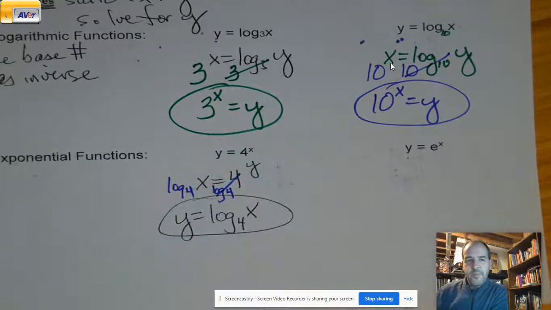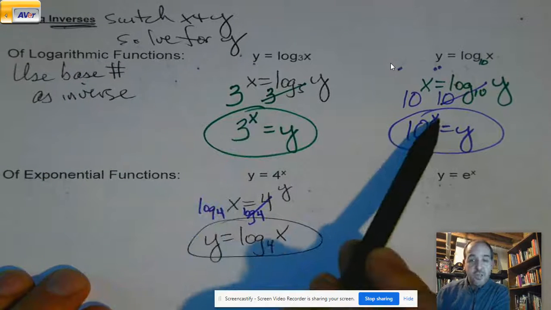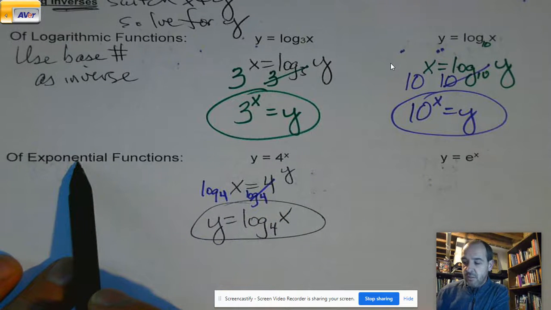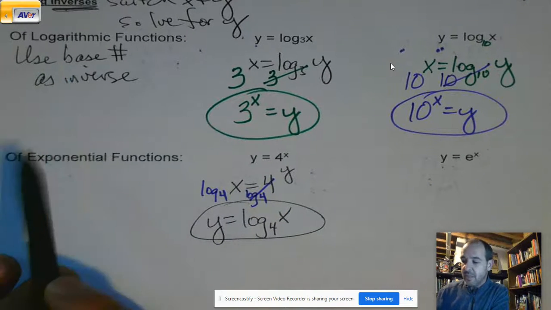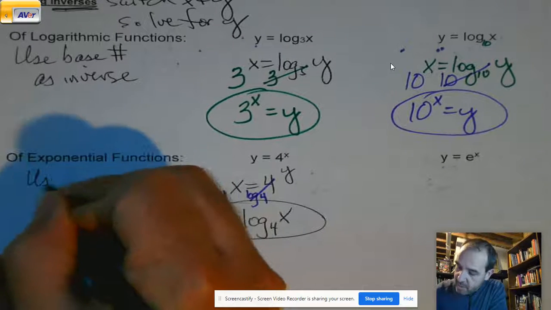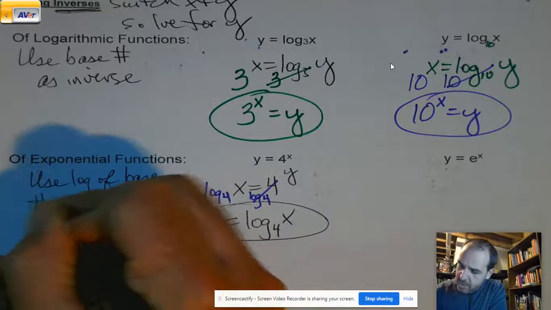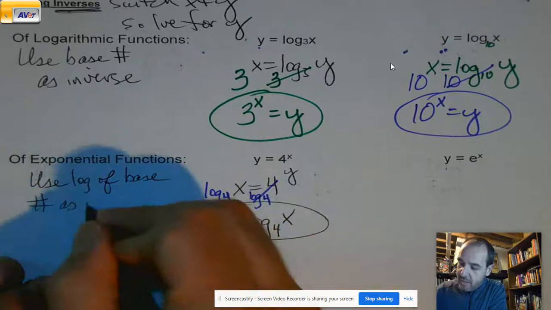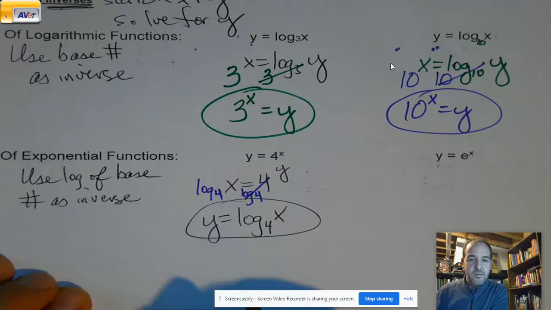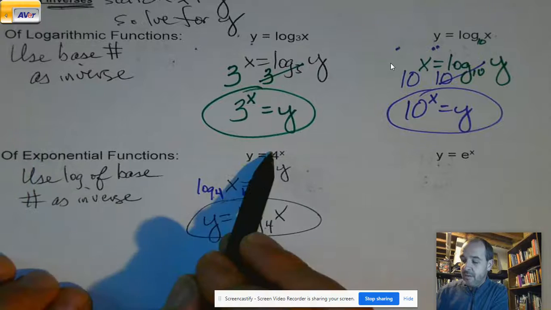So you start to notice something. You're like, wait a minute. When I do the inverse of a log, it ends up as an exponential. X is in the exponent, right? And when I do the inverse of an exponential, I'm going to use the log of the base number as my inverse. So here, I end up with a logarithm. Start with an exponent, end up with a log.